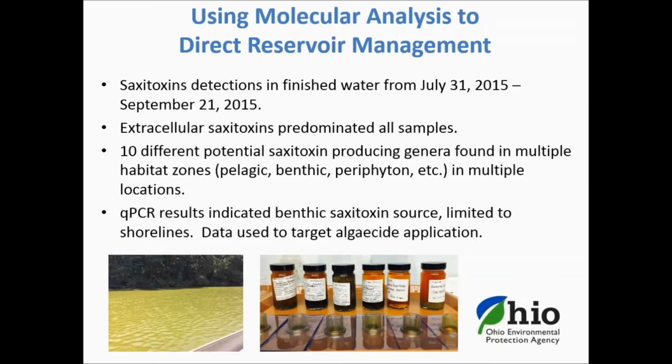So we used molecular assays and found the highest concentration of saxitoxin genes in our benthic, or rock scrape, samples, which is somewhat surprising. We found no saxitoxin or very limited saxitoxin genes in the water column. So this public water system was able to target algicide application using a pelleted algicide and just limit the application to the reservoir, the size of the reservoir and the banks, and this really helped reduce the saxitoxin concentration in the reservoir. Next slide.